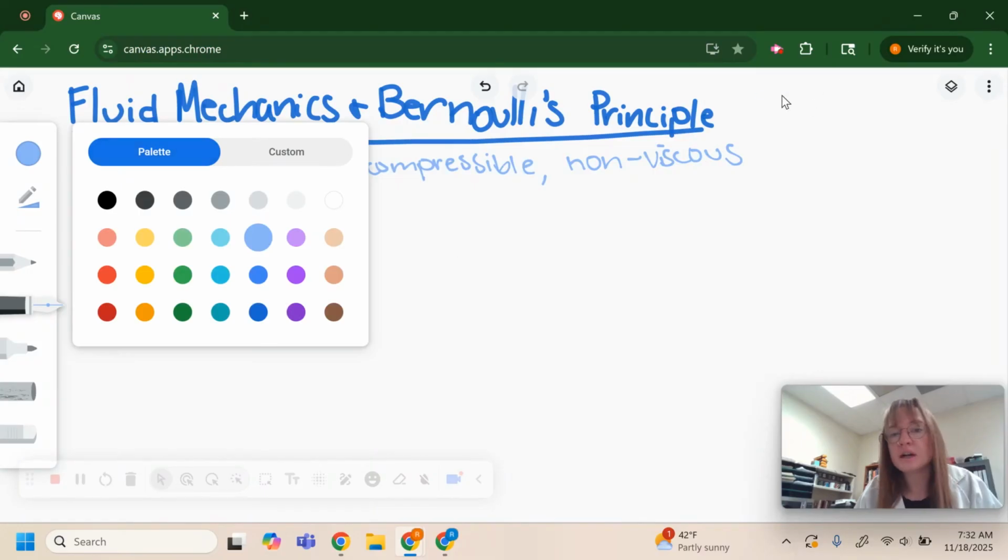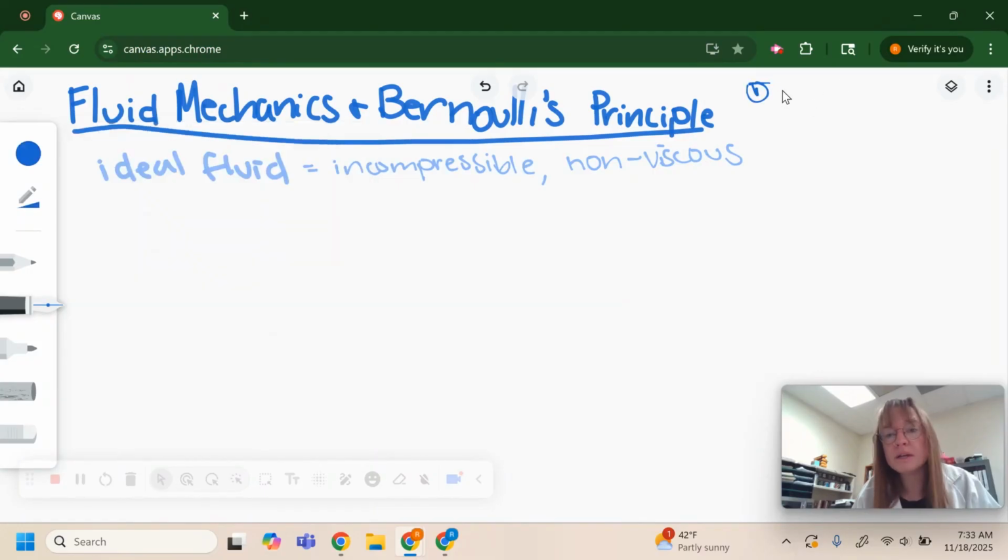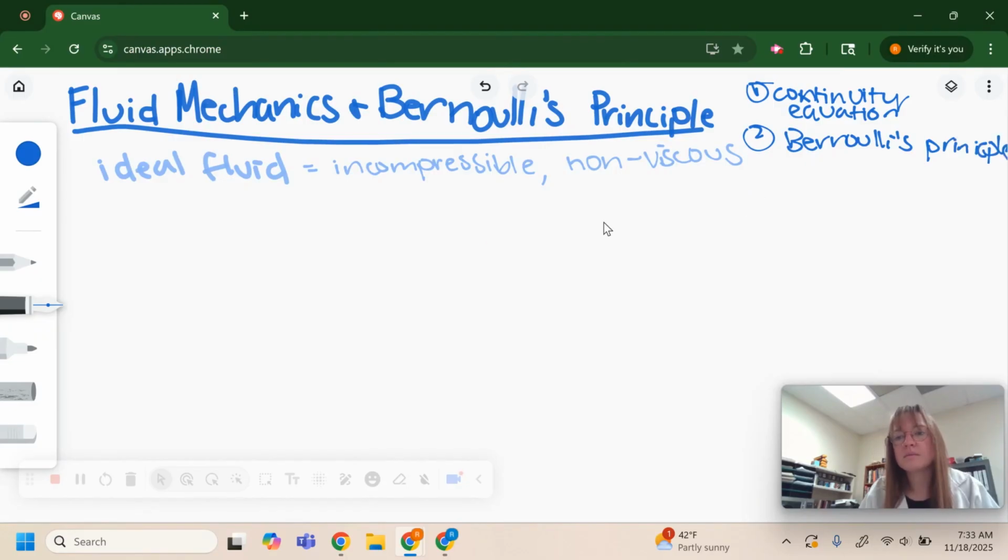We are going to start by talking about what we call the continuity equation, or the equation of continuity. We'll start by talking about the continuity equation, and then after that we will talk about Bernoulli's principle. Okay, let's start today with the continuity equation, or the equation of continuity.